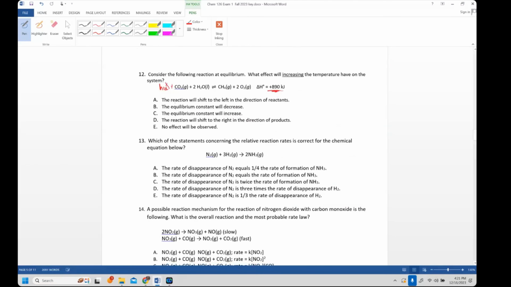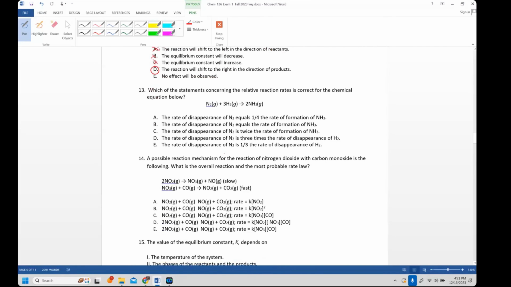So we know that it's endothermic, meaning heat is in the reactant side, and the products will take in the heat. They won't release it. So if we increase temperature, that means we're increasing the heat on the left, the reaction will go to the right to dissipate that heat. So the reaction will shift to the left? No. The equilibrium constant will decrease or increase? No, it won't. So the equilibrium constant stays the same. It only changes when we change pressure. So those are incorrect. And then D is correct because the reaction will shift to the right in the direction of the products.